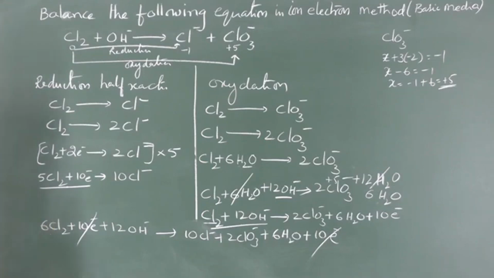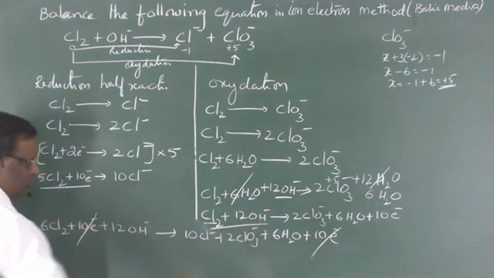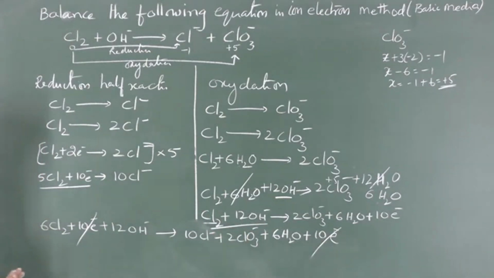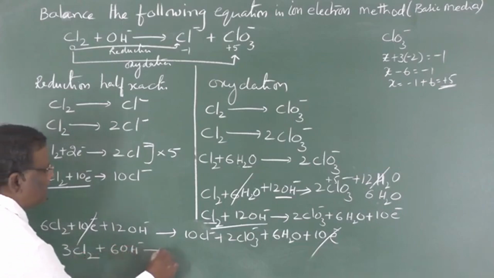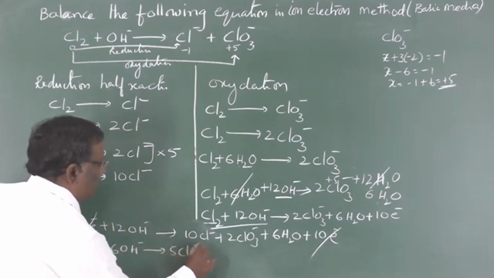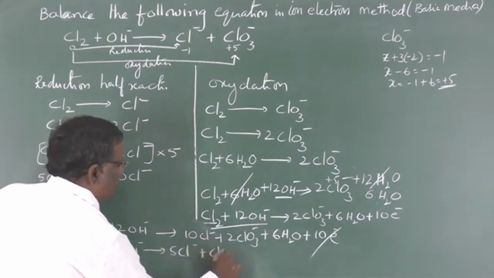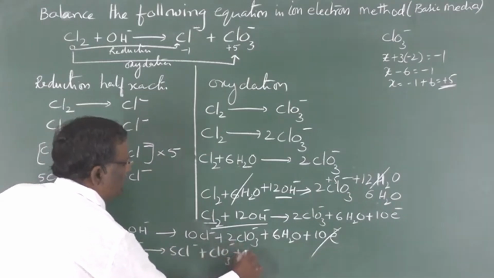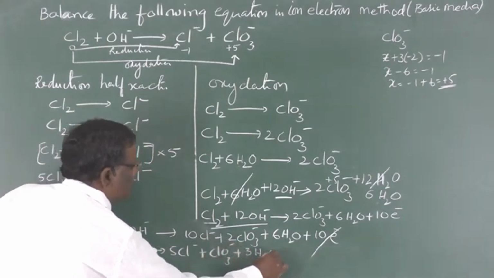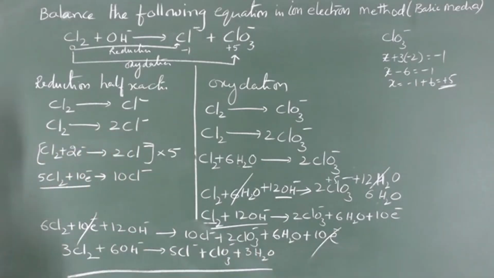But to simplify this, you can divide the whole reaction by 2. Whether you do it or not, both are correct. So if you do it, what happens? 3Cl2 plus 6OH minus gives 5Cl minus plus ClO3 minus plus 3H2O. This is the simplified balanced equation. That equation is also balanced. But in a second step, you can simplify it like this.